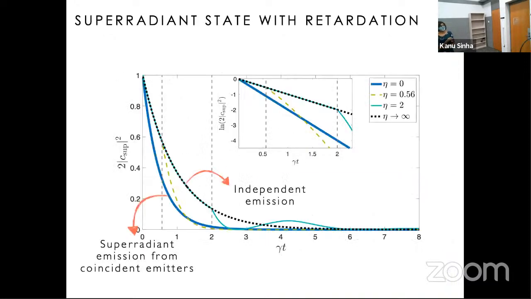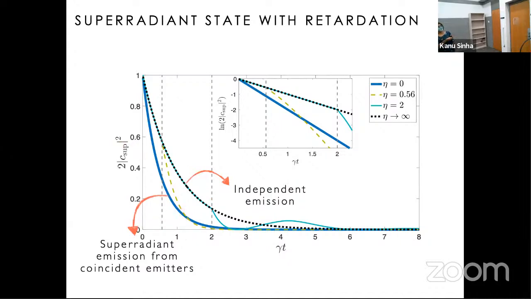Okay, we can plot this dynamics for an initial superradiant state here, for example. What we're looking at here is the atomic population on the y-axis as a function of time. The different curves here are for different separations between the emitters. If the emitters are perfectly coincident, you want to look at the blue solid curve. If the emitters are infinitely far apart, that corresponds to the black dotted curve, which is just an exponential decay with a rate gamma, and the blue solid is exponential decay with rate 2 gamma.